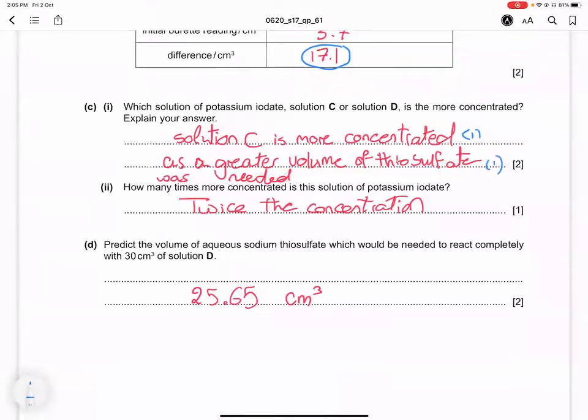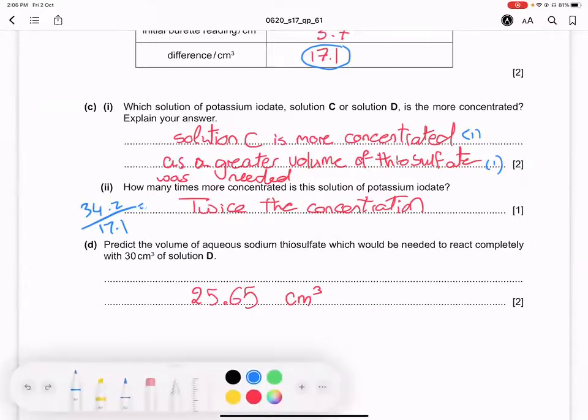How many times concentrated was this solution? When he asks this question, you should always know that there is a mathematical relationship between the two differences. The first difference was 34.2, the second was 17.1. Always, to get the ratio, divide the larger number by the smaller one, and you will find that the ratio is 2 to 1. So it was twice the concentration.